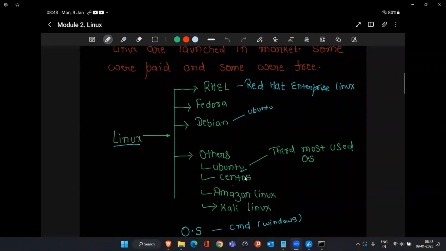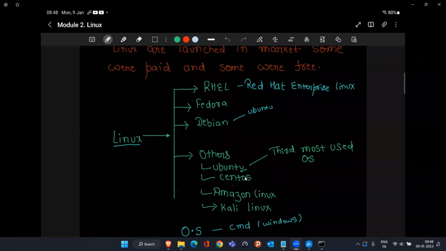But why are so many flavors of Linux present? So all are basically using the Linux kernel only in the background, with a little bit of modification or with no modification. And the third most used operating system in the world is Ubuntu. So just try to remember this name also. The most used operating system is Windows. Second is Mac OS. And third is Ubuntu.